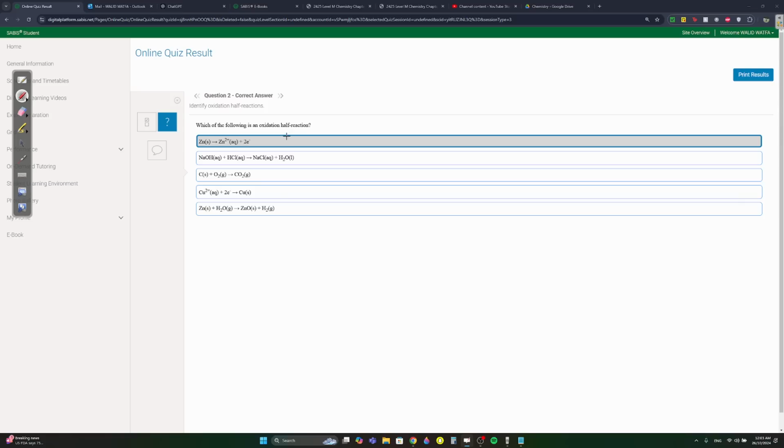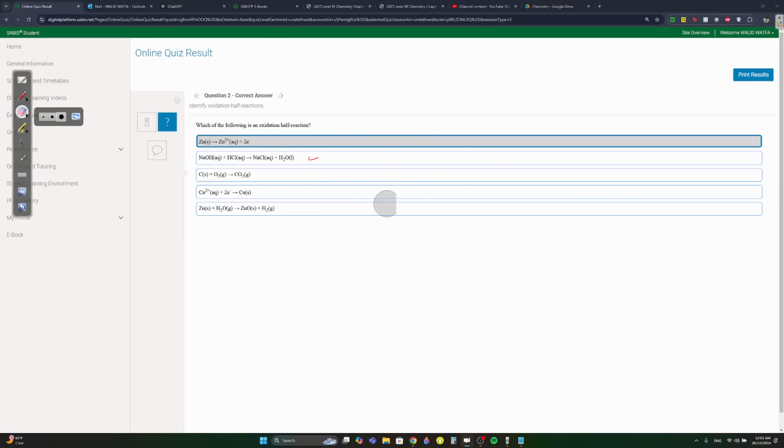Question 2. Which of the following is the oxidation half? Obviously, the oxidation half is going to be this one because it lost electrons, right? This one here is an acid-base reaction. This is just a normal reaction. This one here is redox, because I'm going to show you a new way now to know if it's redox or not. But let me finish this quiz. This one here is gaining electrons. This is reduction. We want the oxidation half. This is the reduction half. And this one here is redox.